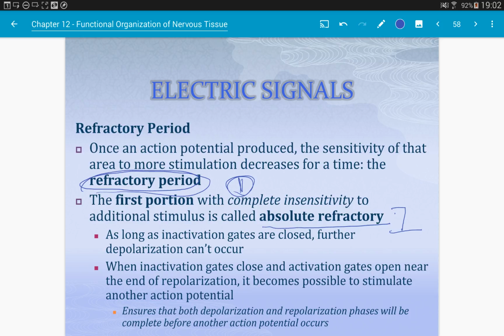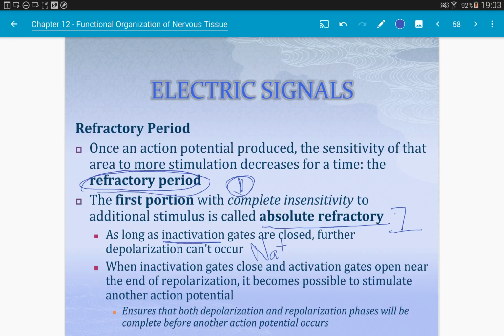Okay, so absolute refractory is the first phase. And so talking about gates, remember, we're talking about inactivation gates. So this is referring to our sodium ions. So as long as your inactivation gates are closed, more depolarization can't occur. And of course I didn't bring my markers with me today. So remember, your inactivation gates for sodium are on the inside of the plasma membrane. So if your inactivation gate is closed, that means sodium can't move in or out.